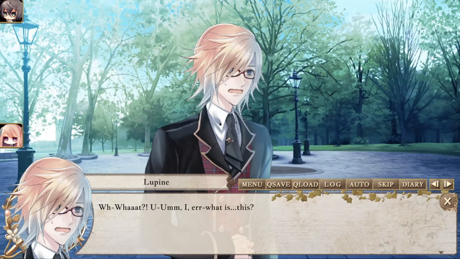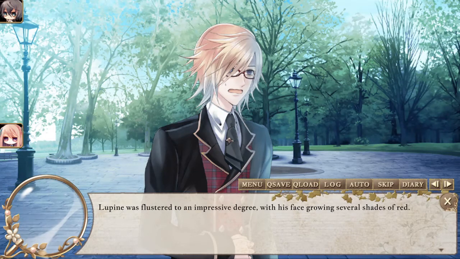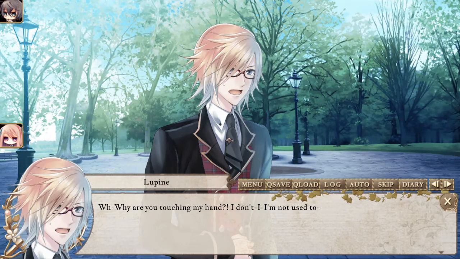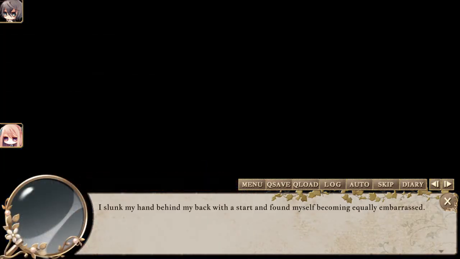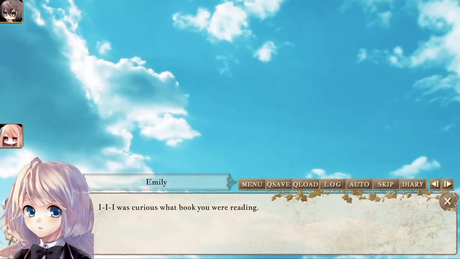What? What is this? Lupin was flustered to an impressive degree, with his face growing several shades of red. Why are you touching my hand? I'm not used to... at least do it when I'm awake. I'd prefer it if I could ease myself into it. Oh, wait your turn, you. Calm down, Lupin. Please. I wasn't trying to hold your hand as such. I slunk my hand behind my back with a start and found myself becoming equally embarrassed.